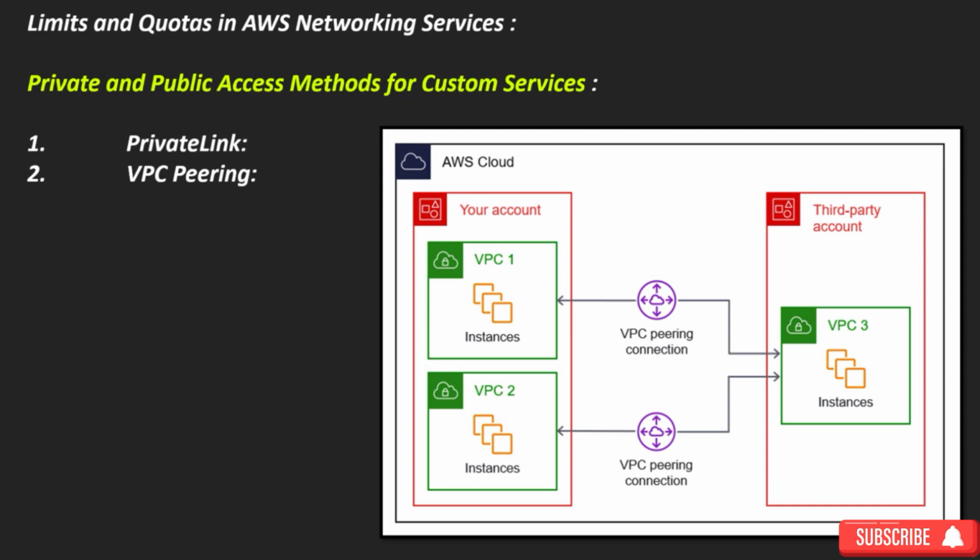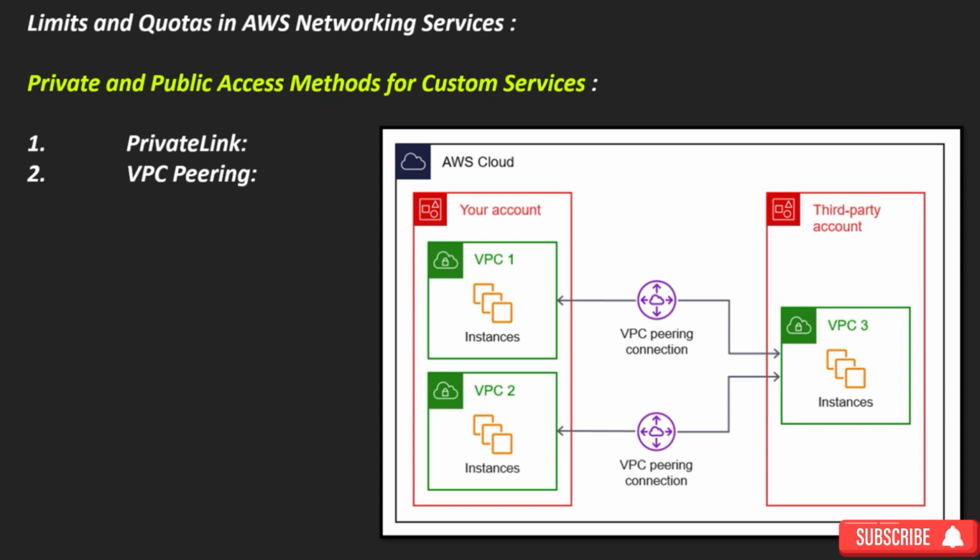So what are the private and public access methods for custom services? AWS provides various access methods for custom services, catering to different security and connectivity requirements. Two prominent methods, as I told in an earlier part of the lecture. Number one is PrivateLink. It offers a secure and scalable solution because PrivateLink enables access to services over the AWS backbone without traversing the public internet. This is particularly advantageous for organizations prioritizing data privacy and security.